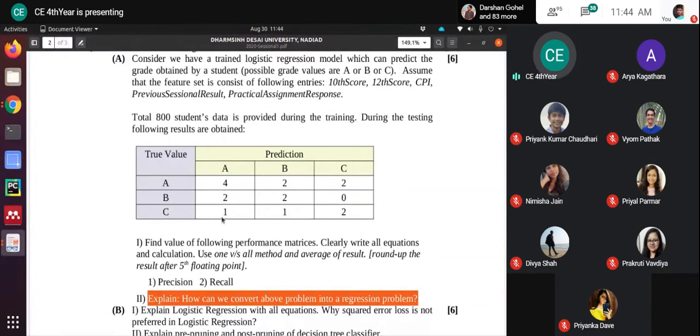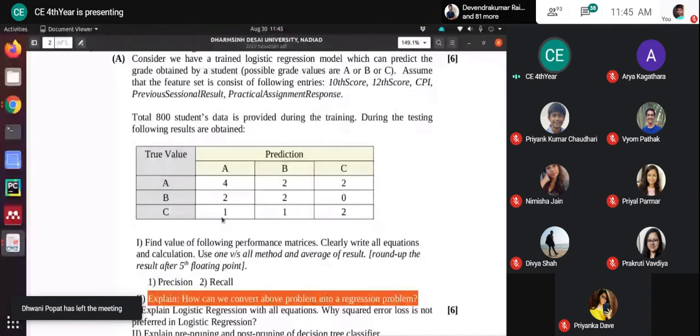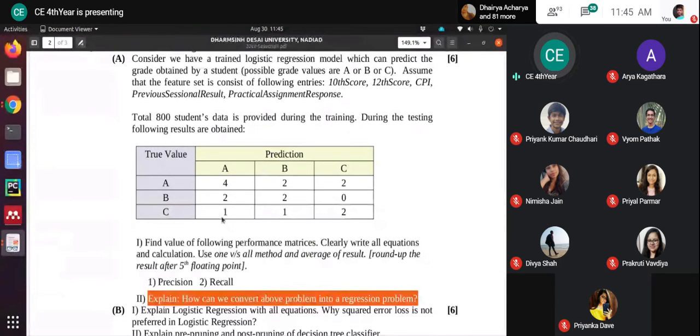How can we convert the above problem into a regression problem? Right. So the answer to this question is, over here we have the classes. Let's say if the mark is between this range, the grade should be A. If it is between, let's say, 10 to 9, the grade should be A. If it is between 7 to 8 or 7 to 9, it should be B, and so on. So likewise, you have some range of marks, and based on that, you are predicting the grade, right? As it's a classification problem, right?